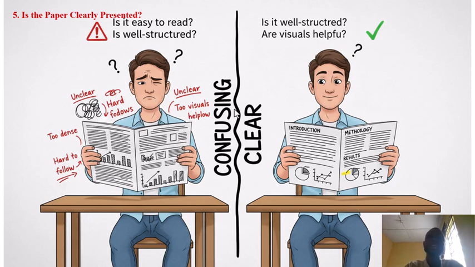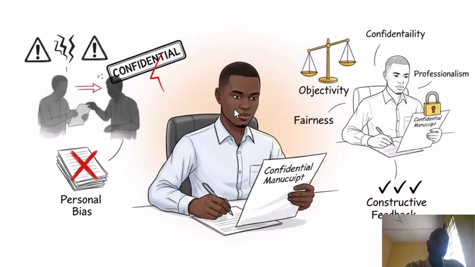Is the writing clear and well structured? Do the sections flow logically? Are the figures and tables helpful or confusing? A well-written paper makes it easy for the reader to follow the argument. A poorly written one creates unnecessary difficulty, and often poor presentation reflects a lack of attention to detail. These are the 5 questions that you need to ask yourself.